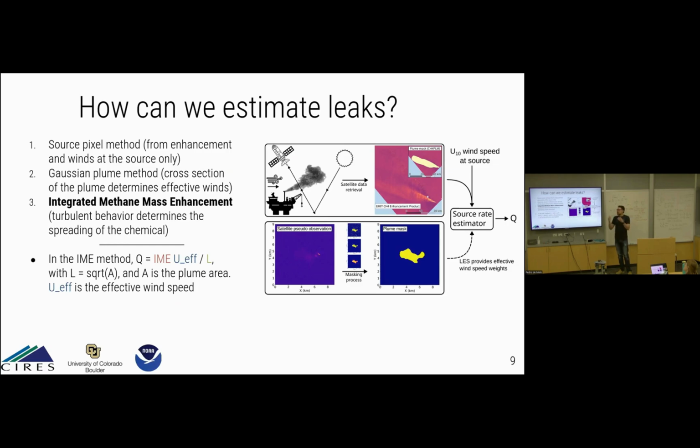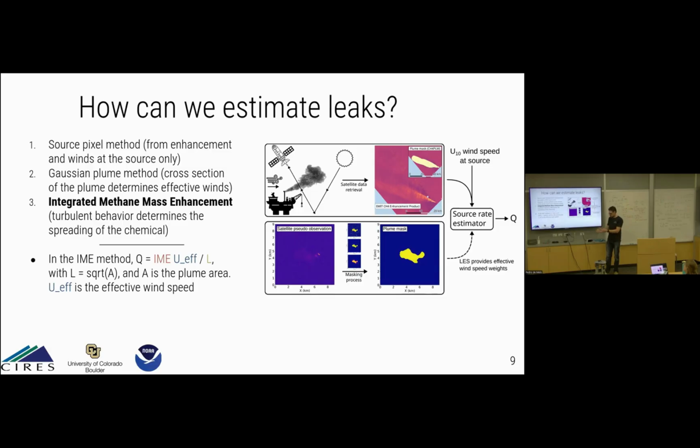And now that we know how we can observe methane using satellites, how can we estimate leaks? There are three main ways that we can do that. One is the source pixel method. So you have a satellite observation here. You look at the source of the emission.